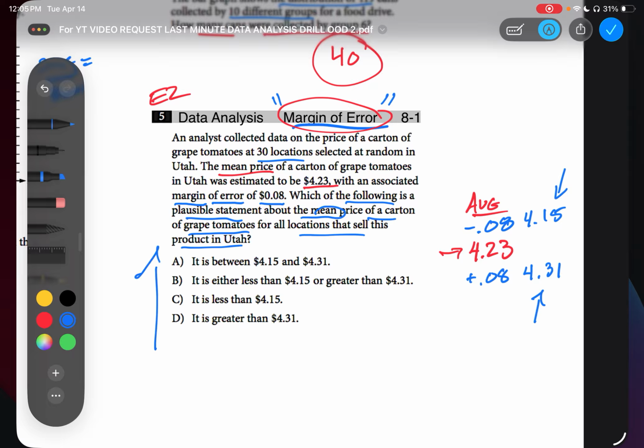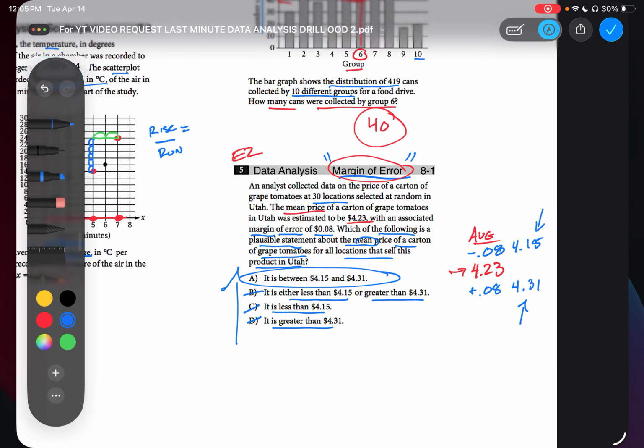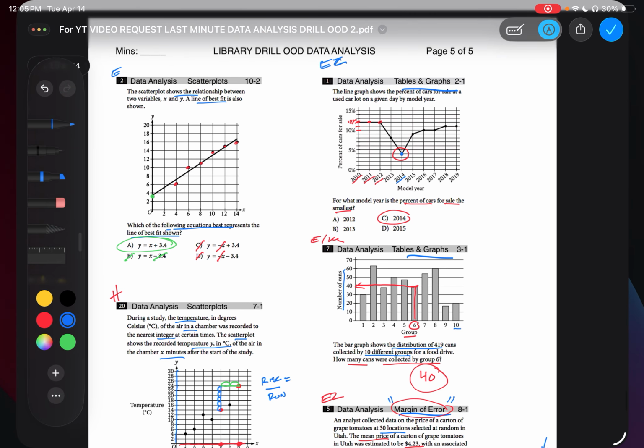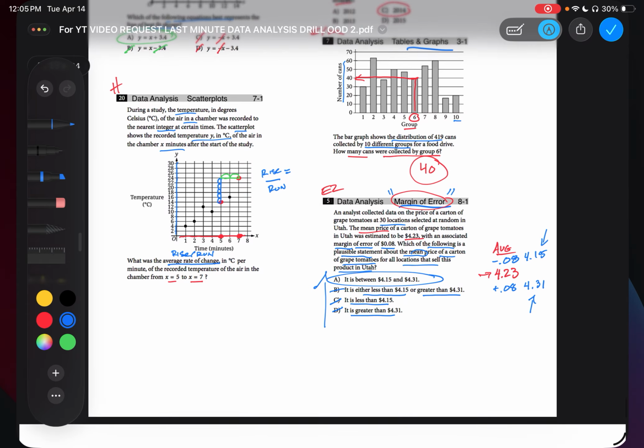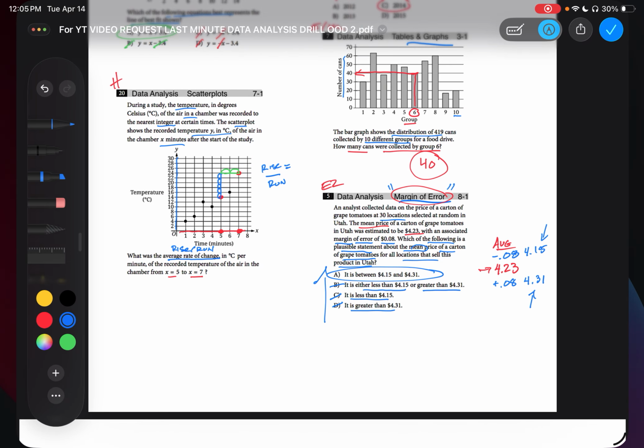Which one does that match with? Is it D? It is greater than 4.31? No. It is less than 4.15? No. It is either less than 4.15 or greater than 4.31? No, it's in between that. And A is your best answer. All right, guys, that pretty much wraps up these 5 pages, which wrap up the types of data analysis questions that you will come across.